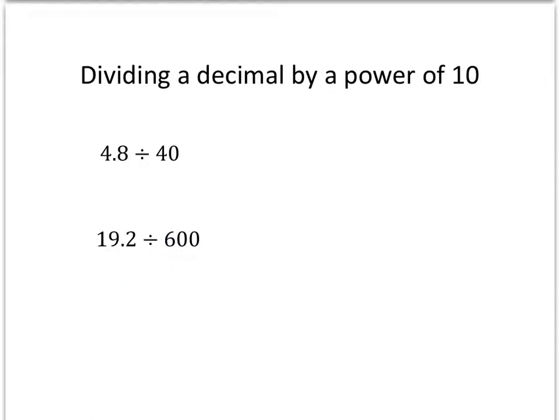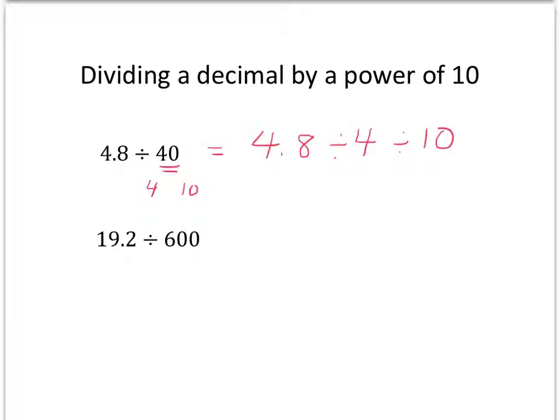Okay, in the next couple examples, we're going to look at dividing a decimal number by a power of 10. So what I mean by a power of 10 is anything that is a multiple of 10 or 100 or 1,000, and so on. So in this case here, we've got 4.8 divided by 40. And the same way as when we multiplied by multiples of 10, we're going to split the 40 up into 4 and 10, 2 factors of 40. So we're going to make this 4.8 divided by 4 and then divided by 10.